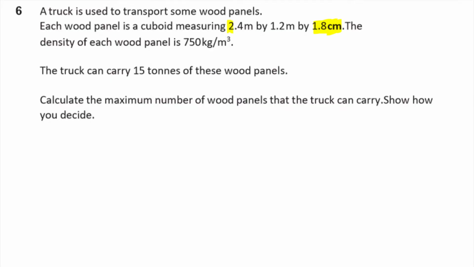So we already have the measurements here, don't we? Okay, so let's work out the volume first. Now they're a cuboid, so the volume of a cuboid is simply length times width times height. The length is 2.4, the width is 1.2, and the height is 1.8 centimeters, which in meters is 0.018, because there are 100 centimeters in a meter. So 1 centimeter is 0.01 of a meter. Okay, so that's what I've got.